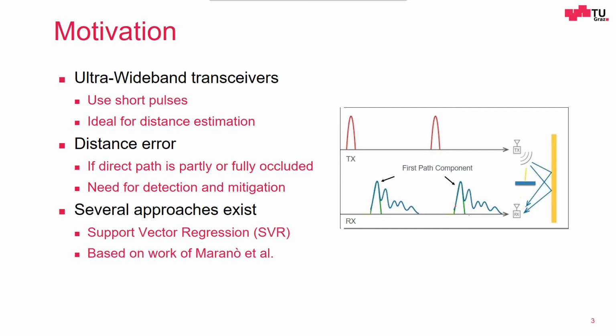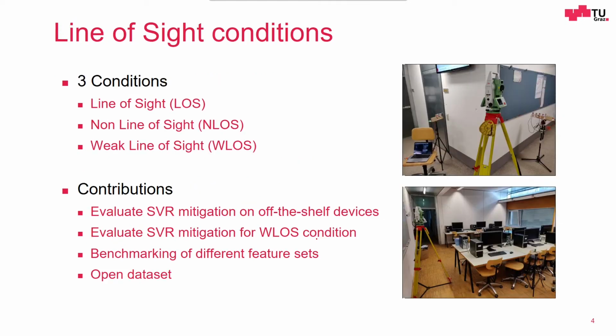Among them are deep neural networks, but in this work we want to approach an SVR-based mitigation method, which was first introduced by Marano et al. We evaluate this approach under three different conditions, namely the line of sight condition, where no obstacles are in between two transmitters, then non-line of sight conditions, where big objects like in this case a concrete wall are in between two radio modules, and then what we call weak line of sight conditions, where comparably small objects are between two radio modules.